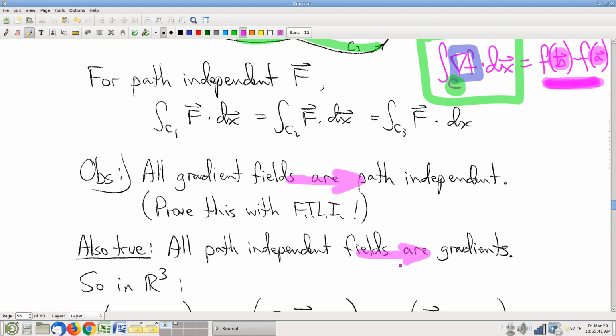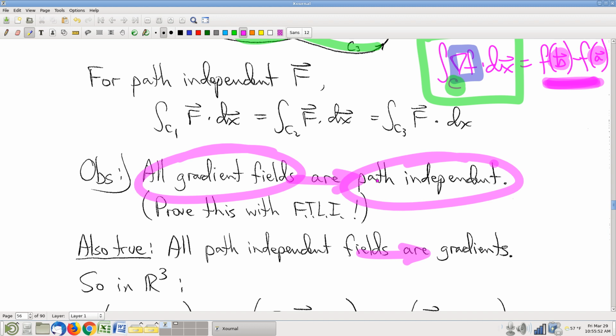So with that asterisk, as long as everything in sight is fine, every gradient is path independent. Okay, so gradient fields and path independent fields, in fact, in this highly regular context, they're the same things. They are the same fields.